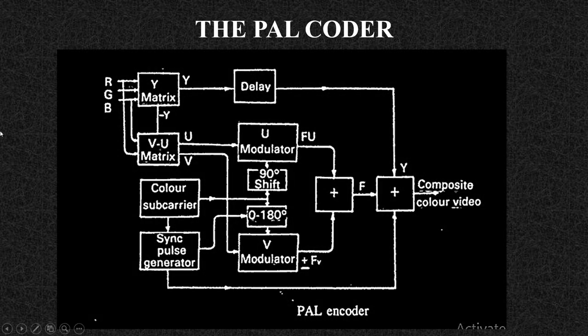So this is your coder, same as what we have seen. This is your matrix. Y will be generated, delayed and added here. This will be the composite color video signal. U minus V matrix, U modulator and a V modulator.